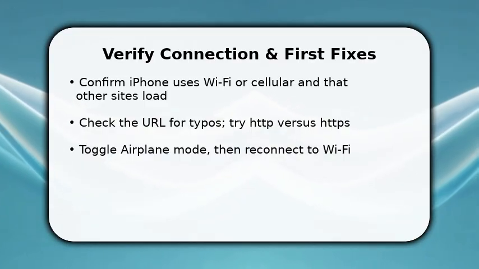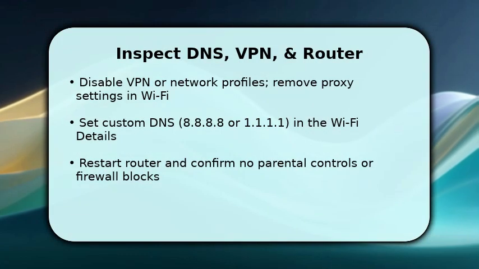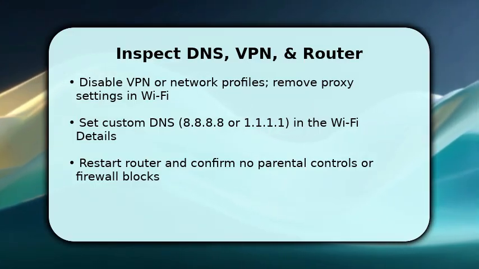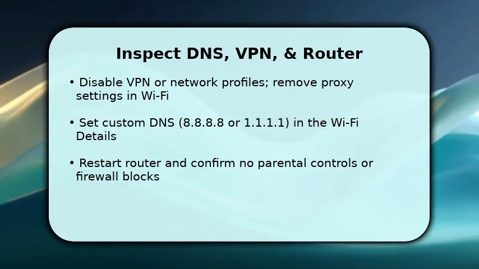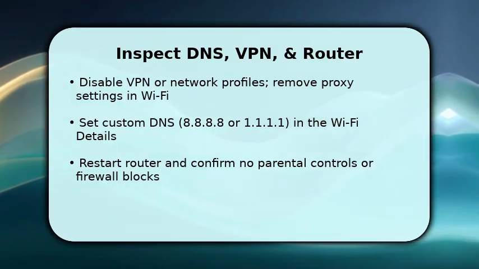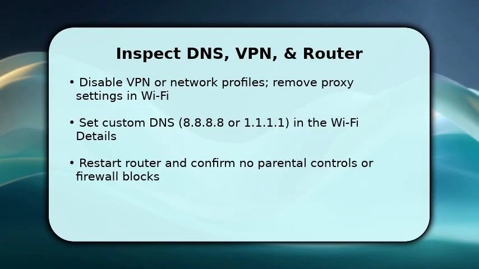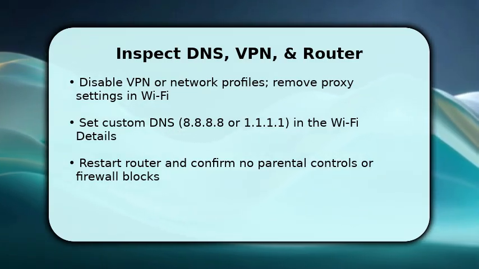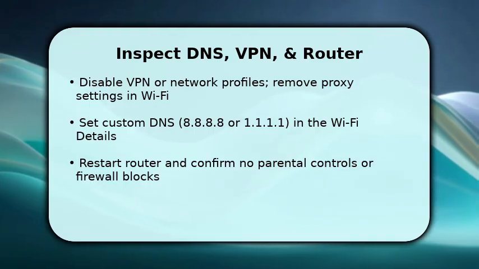Once basic checks are done, focus on DNS and intermediaries. Disable any VPN app or configuration profile and turn off proxy settings in the Wi-Fi details. Then change the network DNS to a public resolver like 8.8.8.8 or 1.1.1.1 to rule out ISP DNS issues. Make sure to save and reconnect.